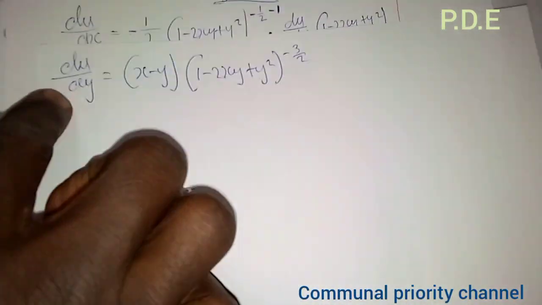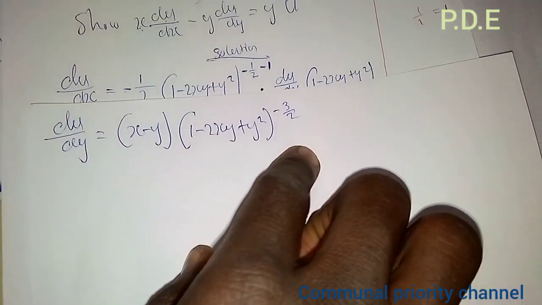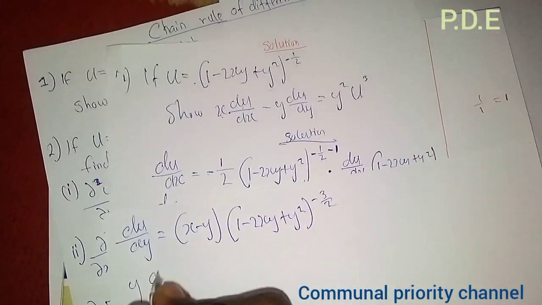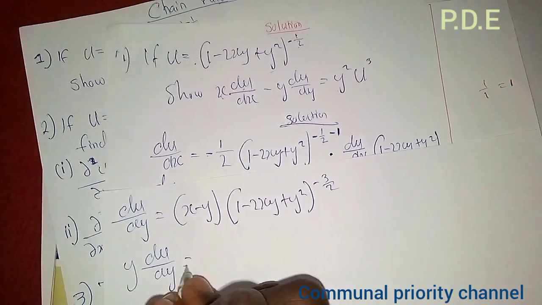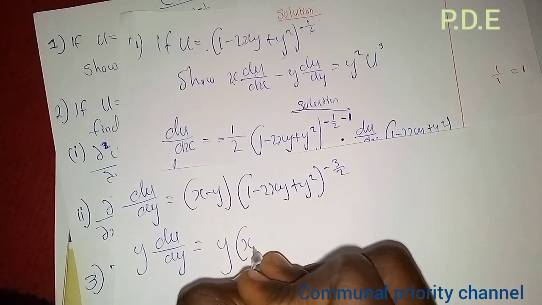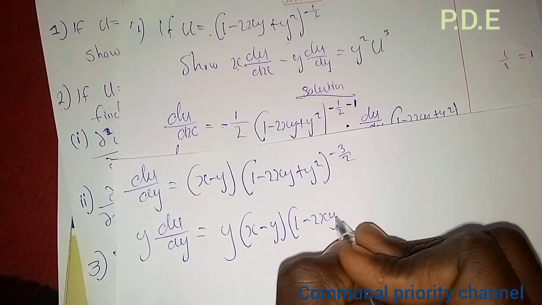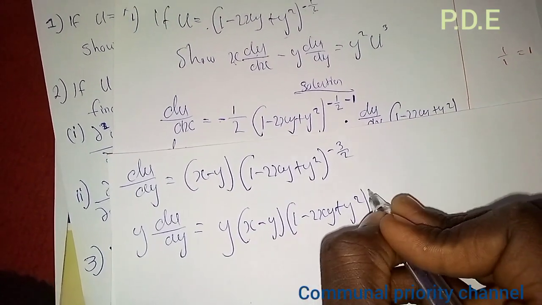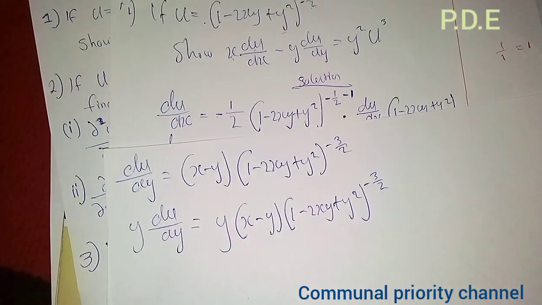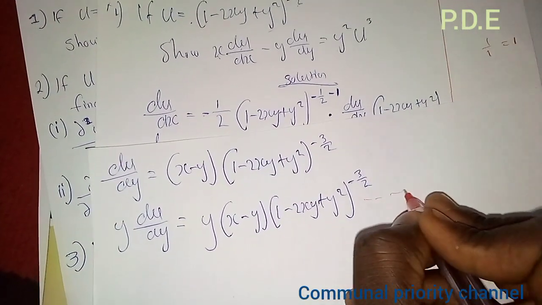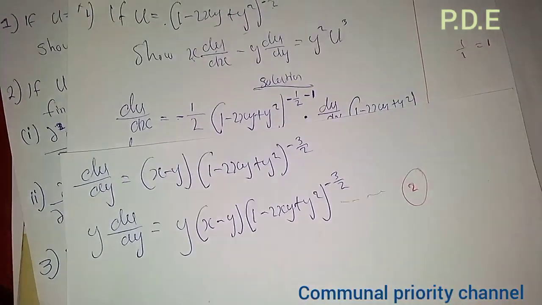And we say we'll multiply throughout by what? Throughout by y. So therefore now y multiplied by du over dy will be equal to y (x minus y) times (1 minus 2xy plus y square) to the power of minus 3 all over 2. So we call this our equation 2, sorry.